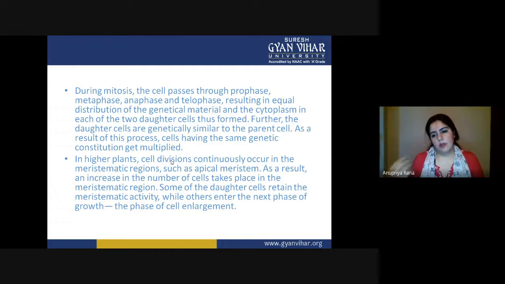Whatever daughter cells form here will have the same genetic material as their parents. In higher plants, cell division continuously occurs in the meristematic region, such as the apical meristem. This is called the meristematic zone, and the cells which are dividing inside it are called meristematic cells. They rapidly divide and make a zone of fulfillment, and that is the phase of plant enlargement, you can say.